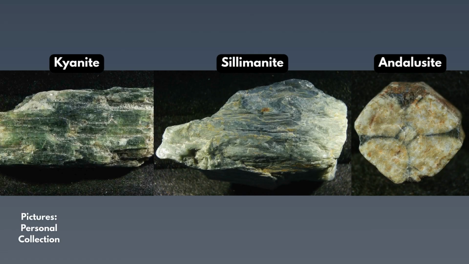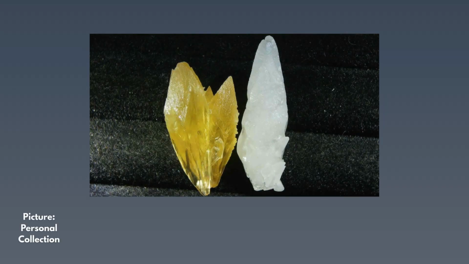So these are kyanite, sillimanite, and chiastolite, which is a type of andalusite, and they're all polymorphs. They all look very, very different, but they all have the same chemical formula. Then, of course, we've got some calcite and aragonite, which, again, are dimorphs, and these two don't really look very different, but calcite and aragonite can look very different.